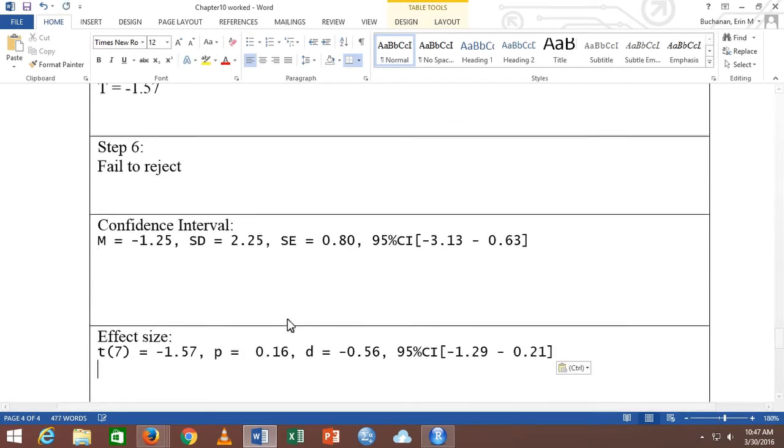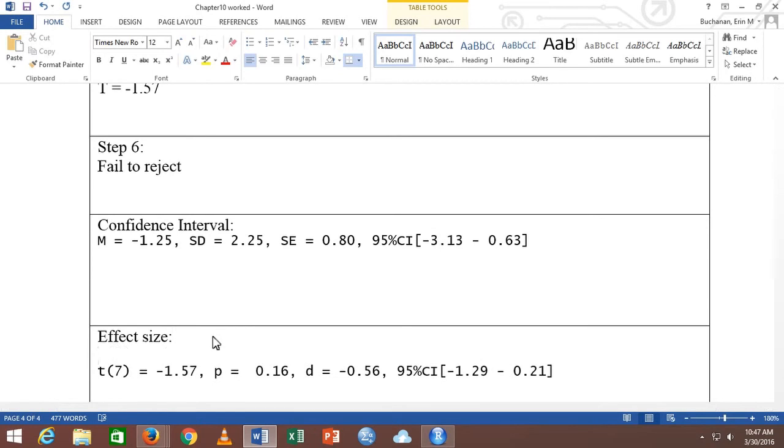And then our effect size is a medium effect. So it's negative 0.56. Remember, the negative doesn't mean that it's bad. It just means that the difference is negative. So the negative just tells you the direction of the mean difference. So the scores are going down from before to after.